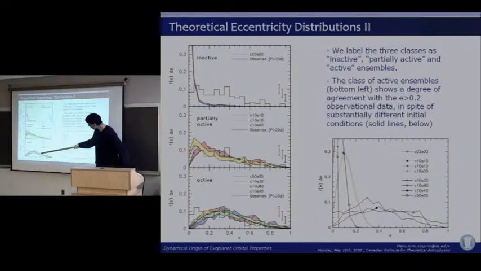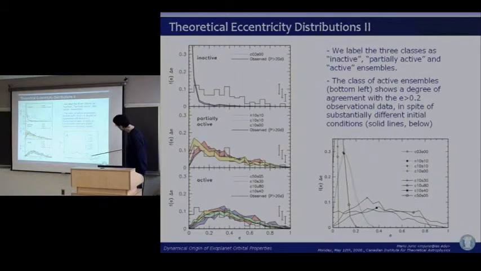The interesting thing about these is they show a very good degree of agreement for planets at high eccentricity, above eccentricities of 0.2, both mutually, so they're all the same in this range, and with the observational data. The histogram here is the distribution of eccentricities observed in exosolar planets. And this is despite the substantially different initial conditions that these ensembles started with.